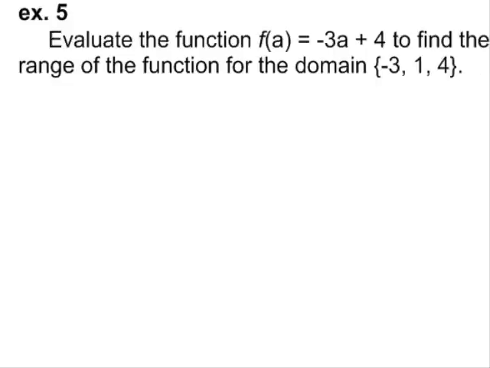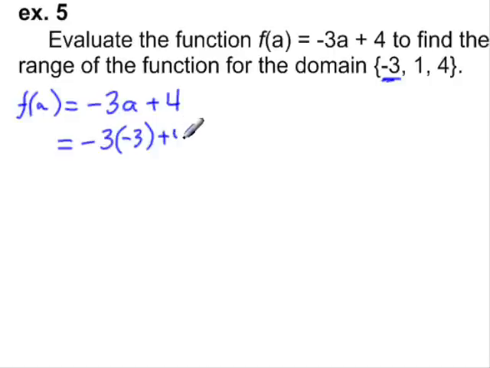Let's start with -3 since that's listed first. So we're going to have f of a is equal to -3a plus 4. And now this time, instead of writing an a, I'm going to plug in -3. And we're going to evaluate this. -3 times -3 is 9. 9 plus 4 is 13. Here's one of our answers.